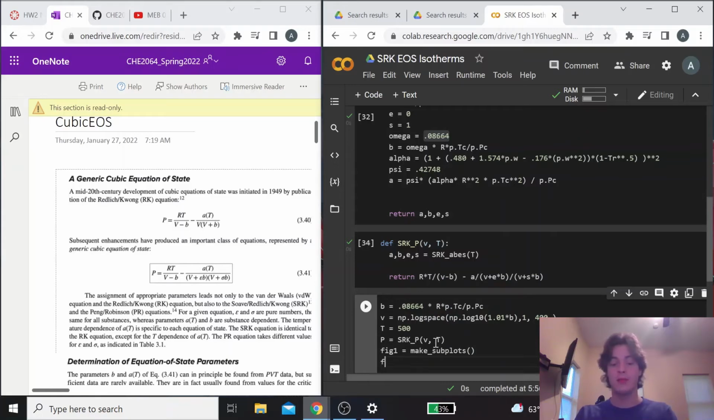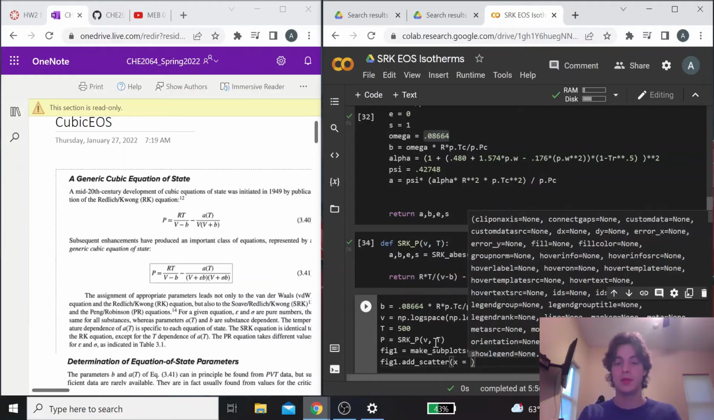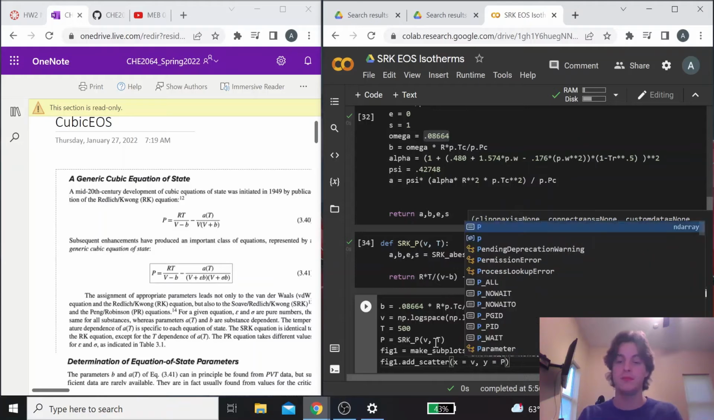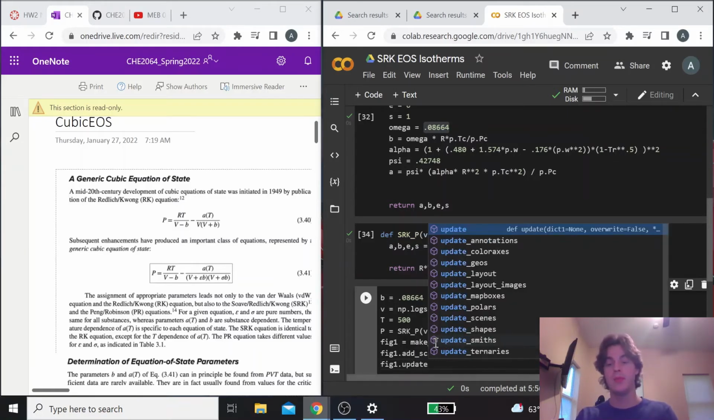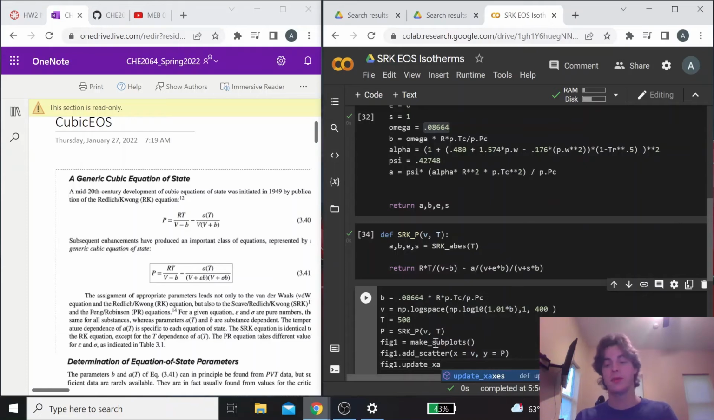And then we'll add this curve to our graph. So we'll add scatter. Our X is going to be our specific volumes. Y will be P. And then I'm going to update the x-axis and make it on a log scale, right? Because as we said, we calculated our specific volumes out, logarithmically spaced, if you could say that, and so we need our axis to reflect that.